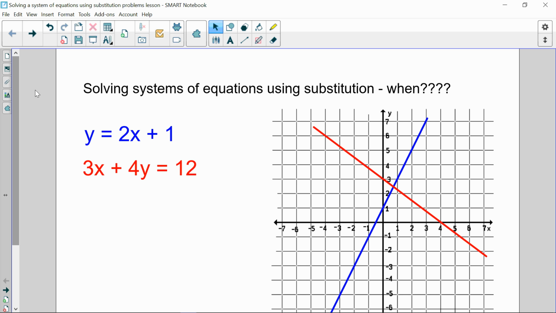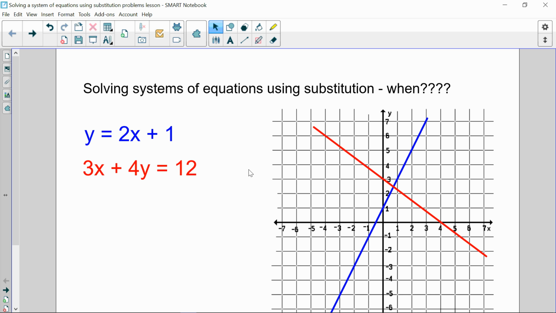Solving system of equations using substitution. When do we do that? We've already talked about graphing and when to do graphing, and graphing made sense when we had lines that were easy to graph. That's kind of a simple version of it. We know how to graph pretty well, hopefully still, when the line is in the equation y equals mx plus b. It's like this blue equation.